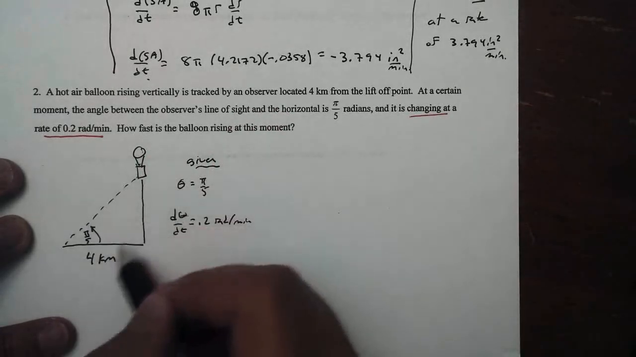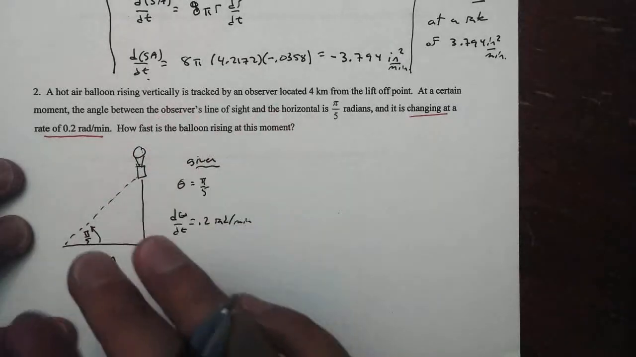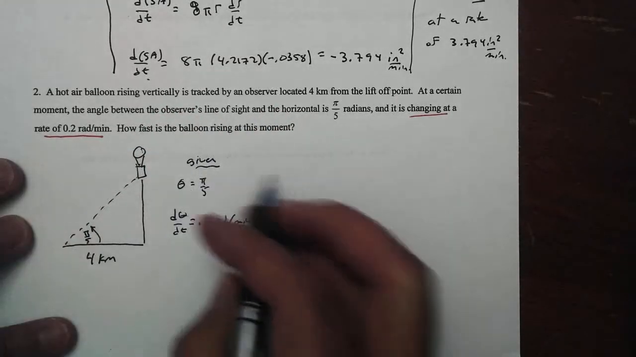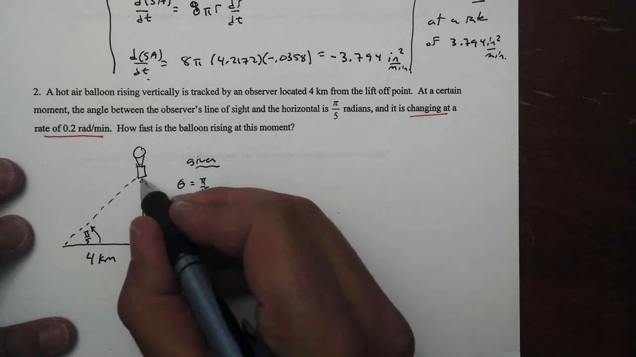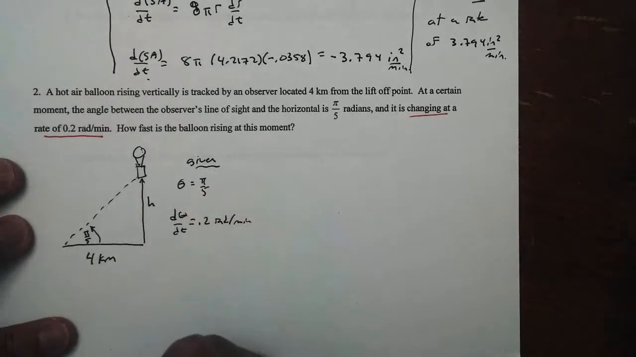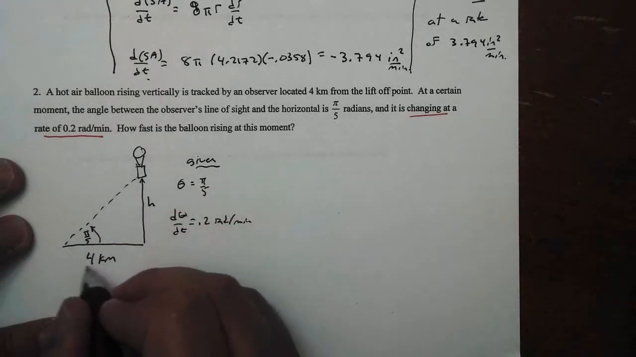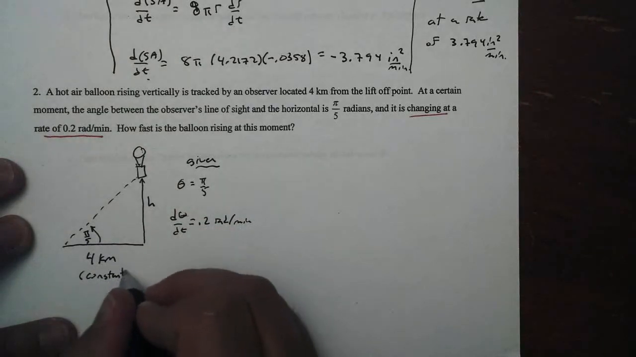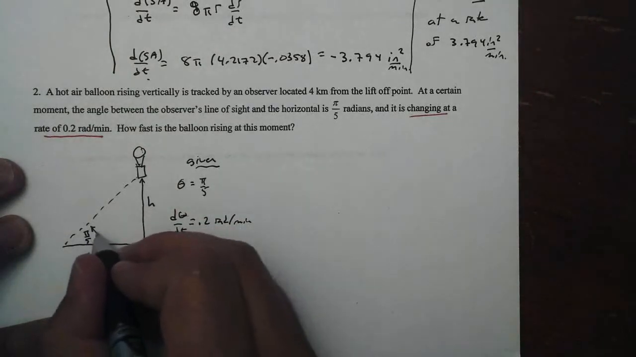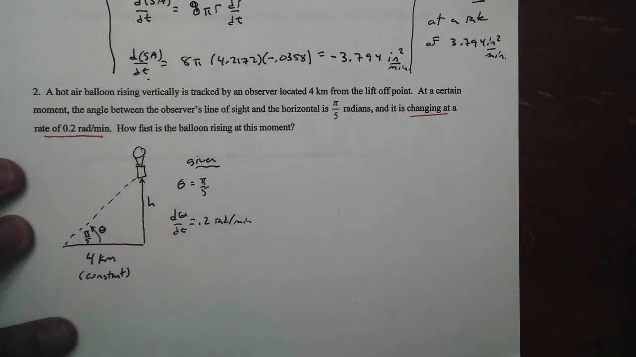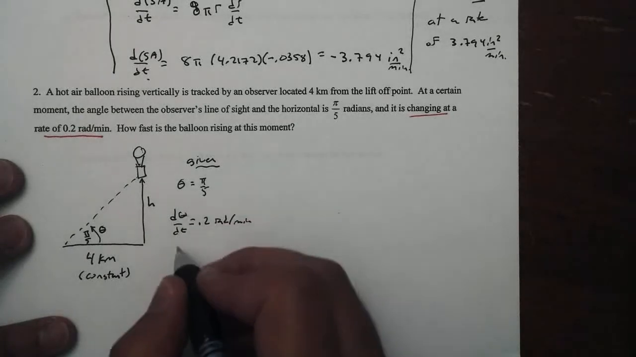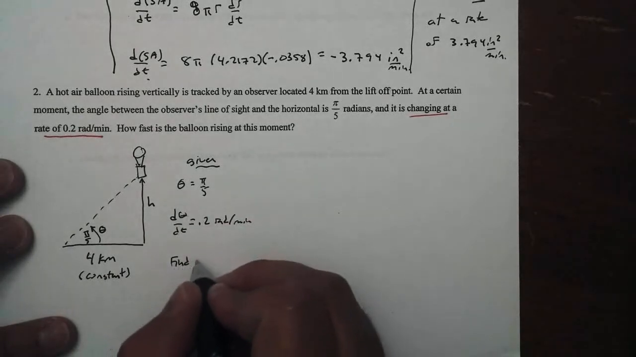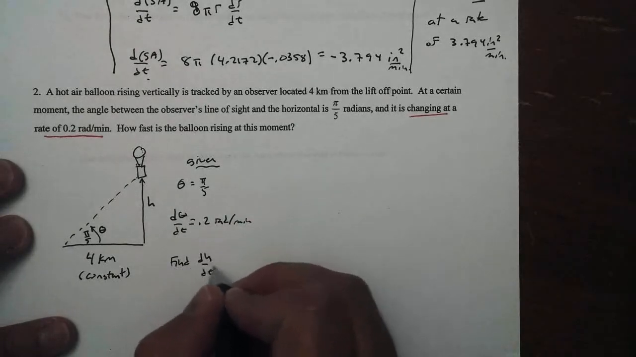So I'm going to go through here. Anything that changes gets a variable. Of course, the height of the balloon is going to change, so we'll just call that h. Will this distance down here ever change? No, this is a constant, so I'm not going to give a variable for that. But as the balloon is rising, this angle will change, so I'm just going to call that theta. And they're asking me to find the change in height, dh dt.